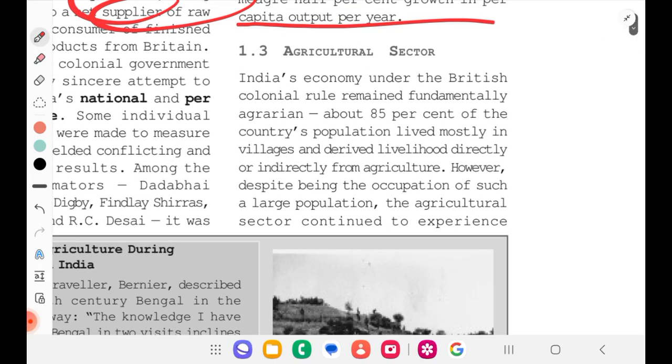India's economy under the British colonial rule remained fundamentally agrarian. About 85% of the country's population lived mostly in villages and derived livelihood directly or indirectly from agriculture.